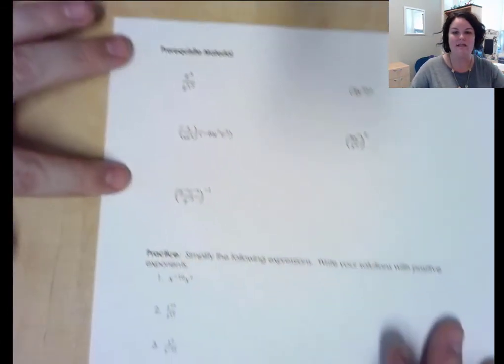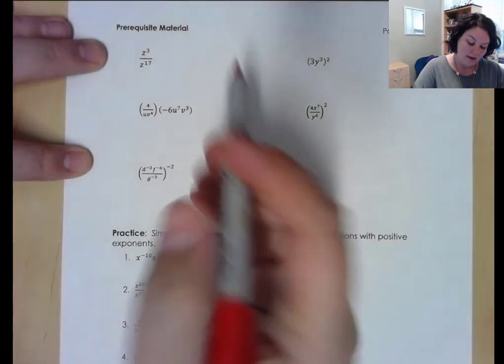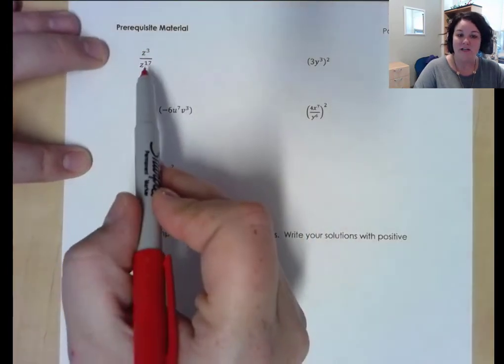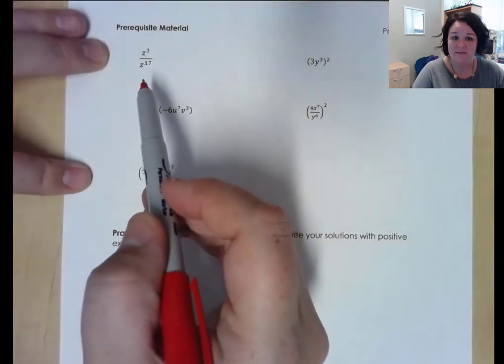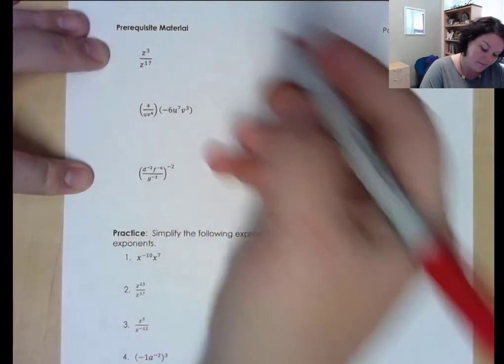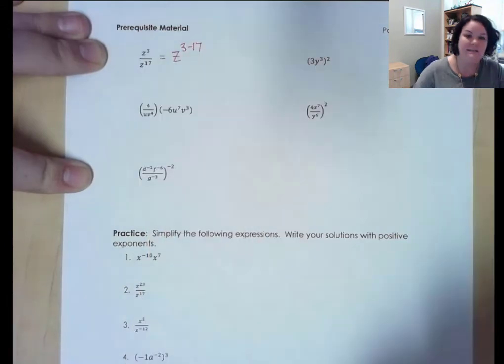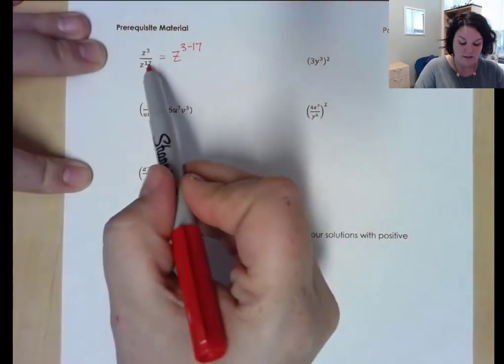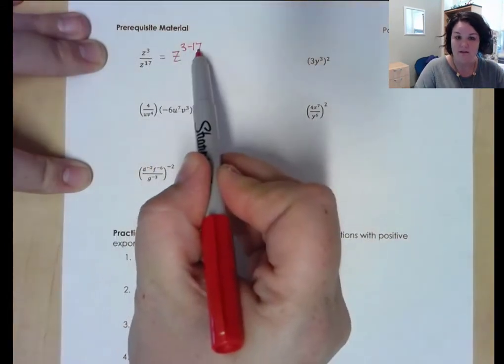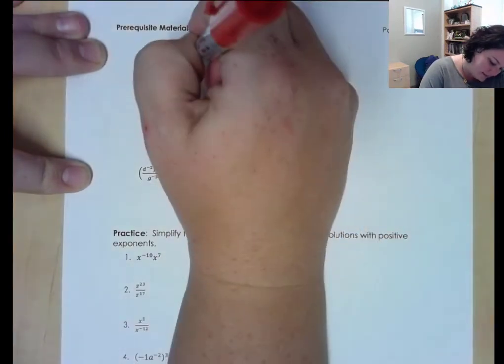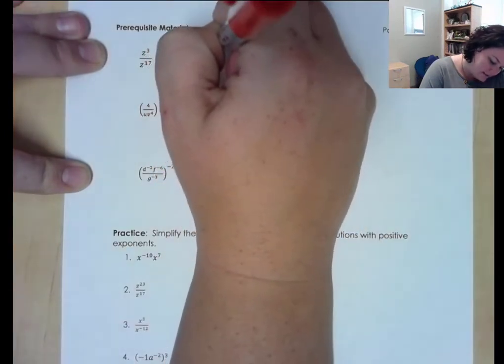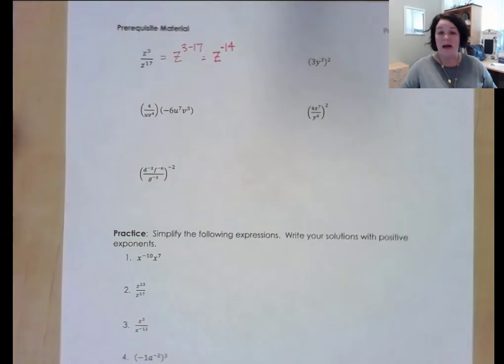All right, let's look at a few more on page 2 here, using these same properties, but maybe a little bit more advanced examples. So same thing here. When I have a fraction, I know I can subtract their exponents as long as the bases are the same. So I can write this as z to the 3 minus 17, right? The one from the denominator, when I move it up, becomes negative. 3 minus 17 gives me z to the negative 14th power.